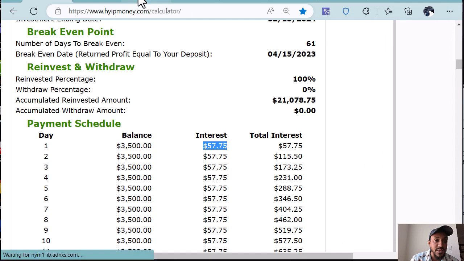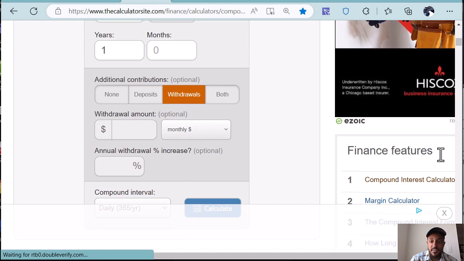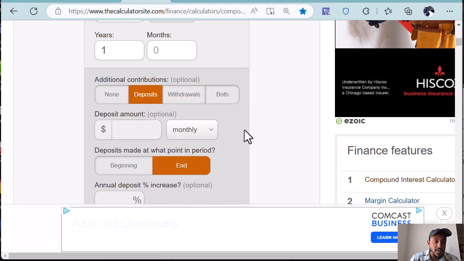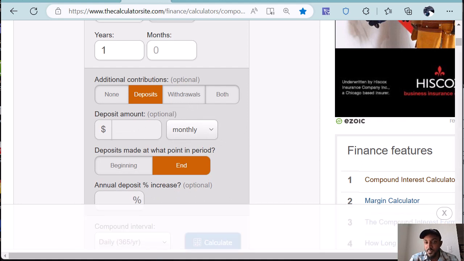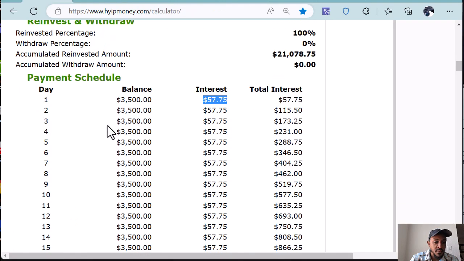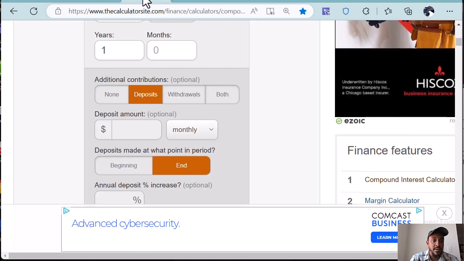So let's look at what that looks like. If we go to our compound calculator and we do withdraw, and we're going to do a monthly withdrawal of $1,100, but we're also going to do, excuse me, I'm sorry. Let us do this correctly. So let us go here. If we're doing 57 a day, so for the month, that will be 1732 for the month. All right.